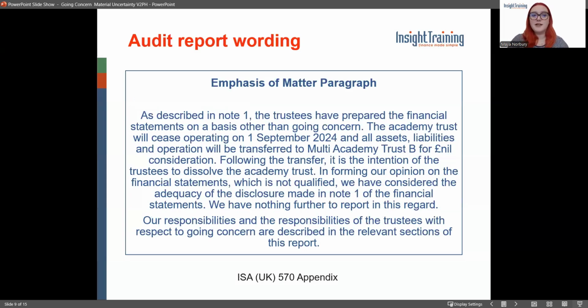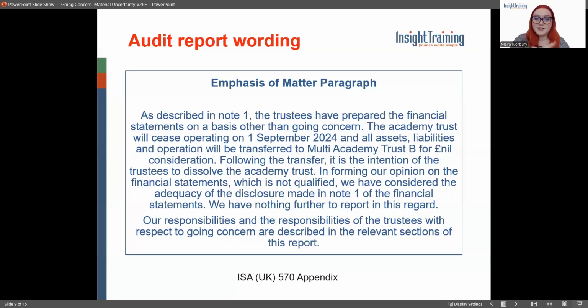So how does that look in our audit report? Within the financial statements, we've said it's not a going concern, and within our audit report, we are going to agree with that because it will not continue as an academy in its own right. So we've included an emphasis of matter paragraph because remember, when it's a non-going concern, we take that conclusions related to going concern out and we include an emphasis of matter paragraph.